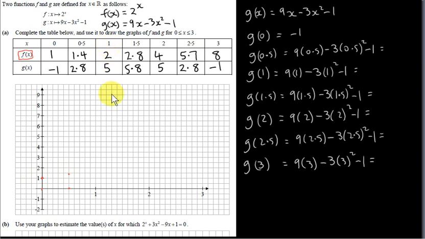What about f of 1? F of 1 is 2. F of 1.5 is 2.8. So we go up to 2.8. That's close to 3. F of 2 is 4. F of 2.5 is 5.7, which is about here. F of 3 is 8. 2 cubed is 8.